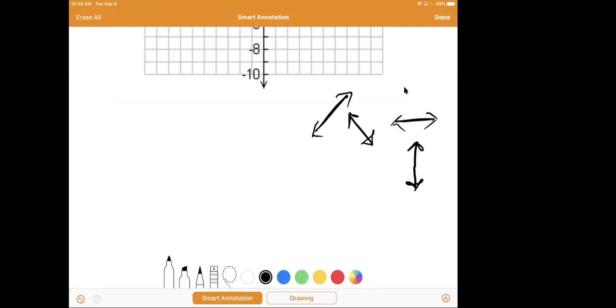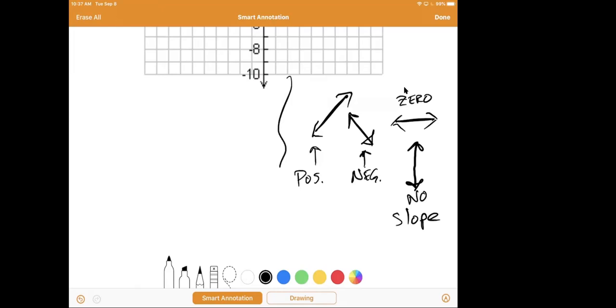Now, if a line is going up, like that one, the slope, and the slope is a number, by the way, the slope is positive. If a line is going down like that one, the slope is negative. If the line is horizontal, it has a 0 slope. And if it's vertical, it has no slope. So again, I go through that in a little more detail in the video from last Thursday.